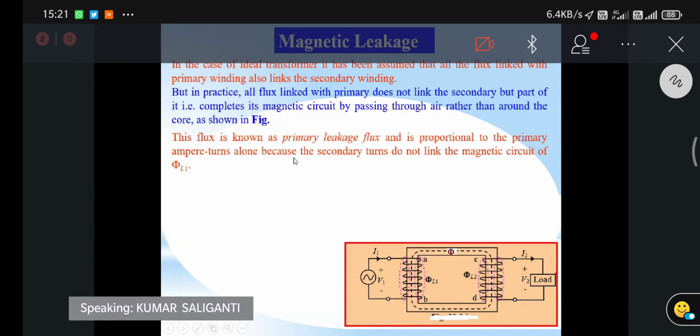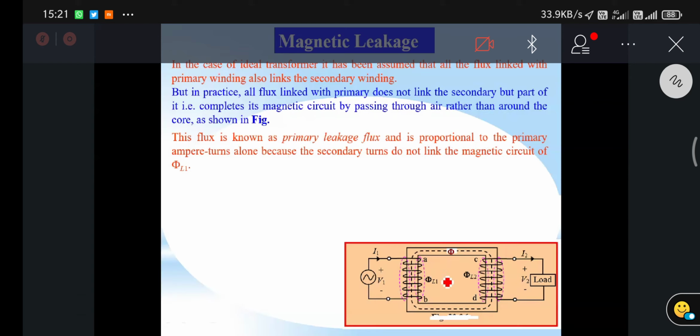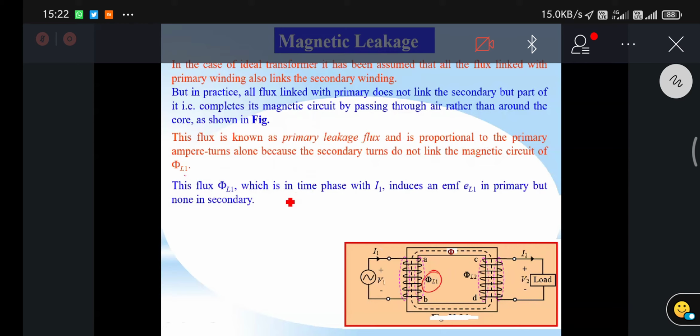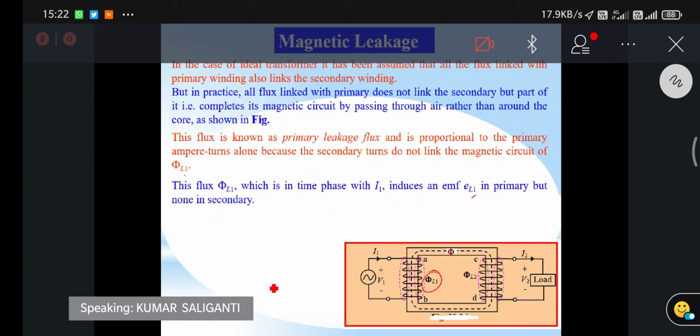So this flux is known as primary leakage flux. This is the primary leakage flux, and it is proportional to the primary ampere turns alone because the secondary turns do not link the magnetic circuit of phi L1. Similarly, this flux phi L1, which is in time phase with I1, induces an EMF EL1 in the primary, but not in the secondary.